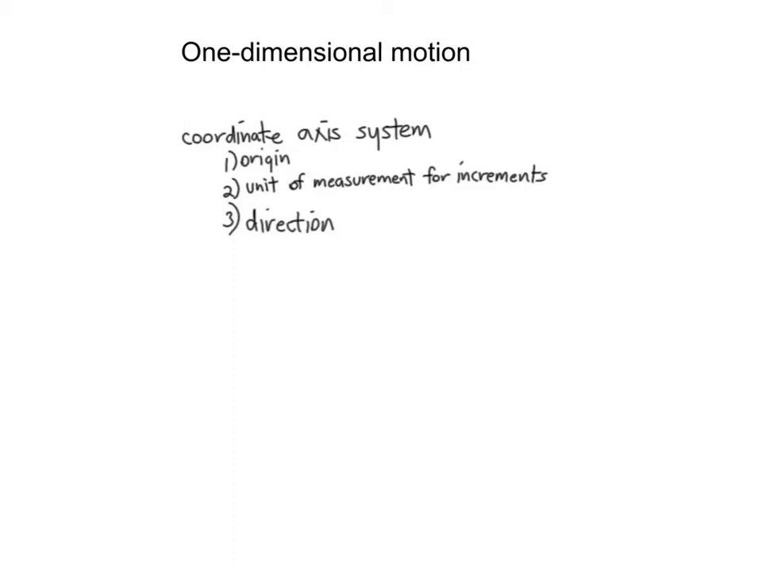We start our investigations of force and motion with several one-dimensional motions. And in order to determine things that we can measure in one-dimensional motion, we need to be able to use a coordinate axis system for reference. A coordinate axis system has three basic components. It has an origin, it has a unit of measurement for increments, and it has direction.